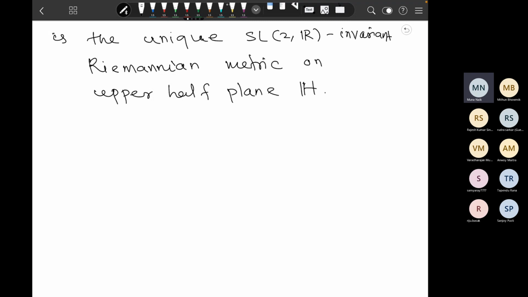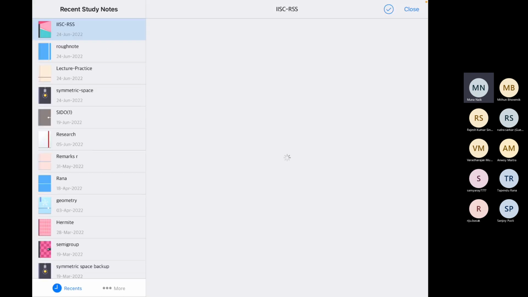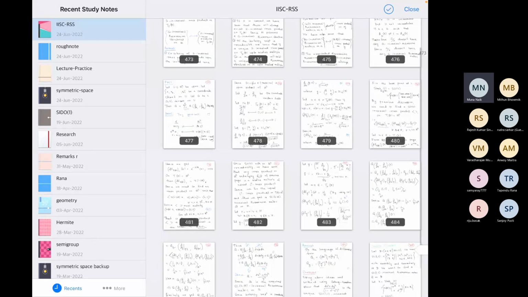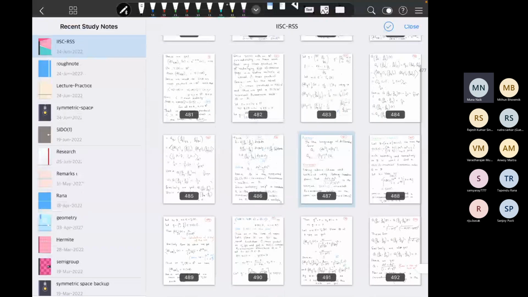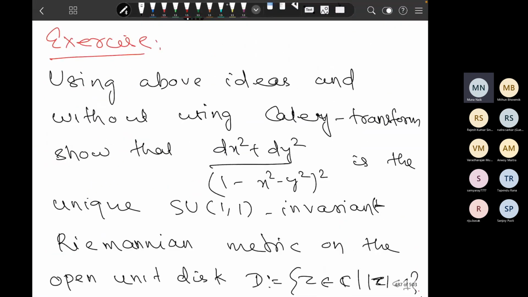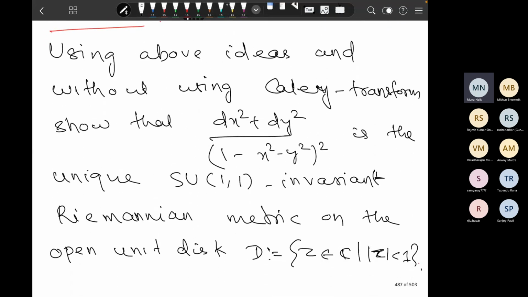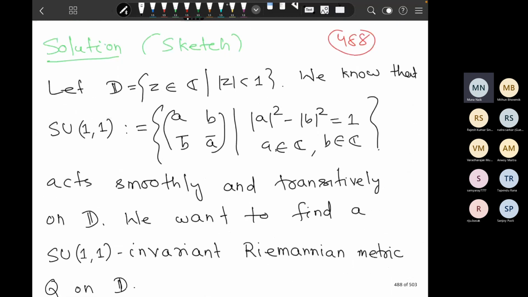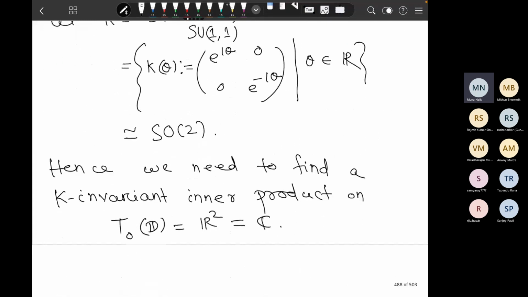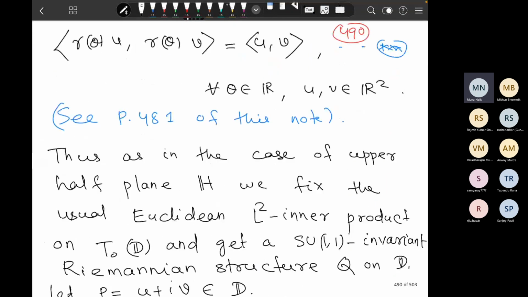So towards the end of the previous lecture, I gave you an exercise. The exercise is that, using the above idea and without using the Cayley transform, show that (dx squared plus dy squared) by (1 minus x squared minus y squared) squared is the unique SU(1,1) invariant Riemannian metric on the open unit disk. I have written down a sketch of the solution, which you can read, and if there is any gap, you can fill it up. Okay, so this is easy.